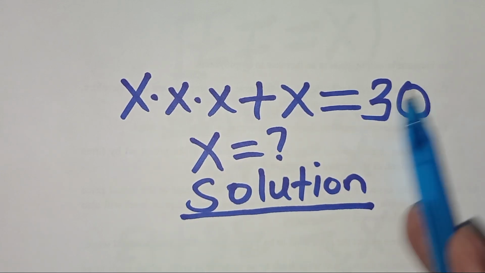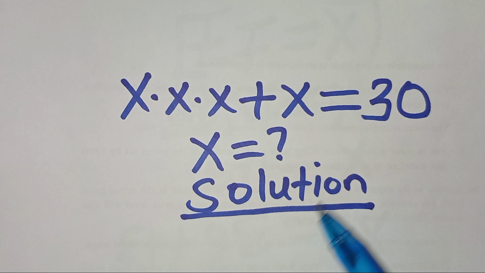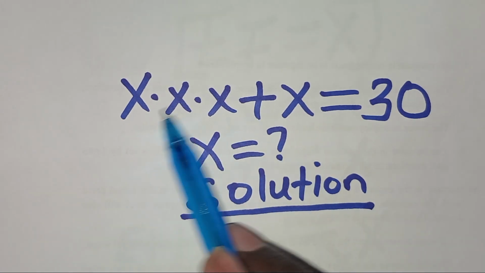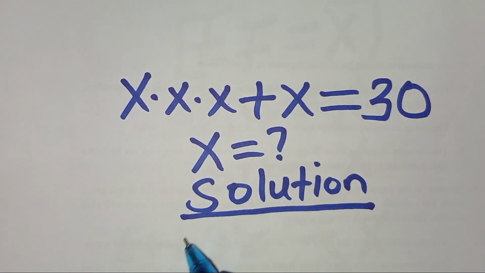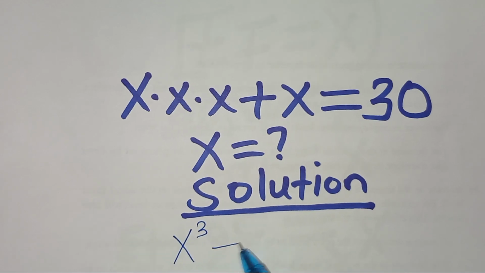Given this nice algebra problem, which is x times x times x plus x is equal to 30, what is the value of x? Now, solution here: x times x times x is x to the power 3, plus x, this is equal to 30.